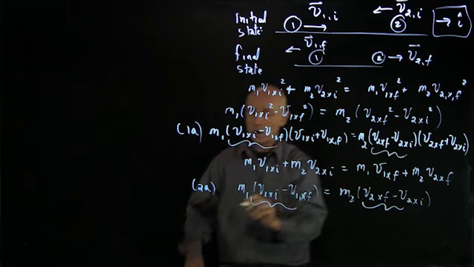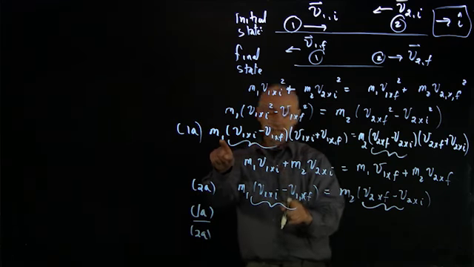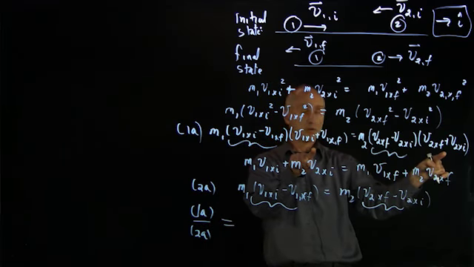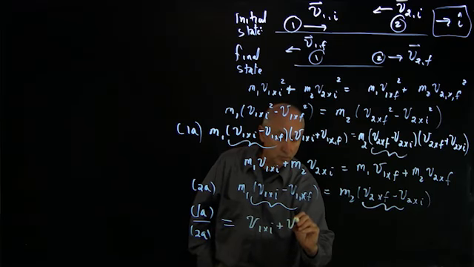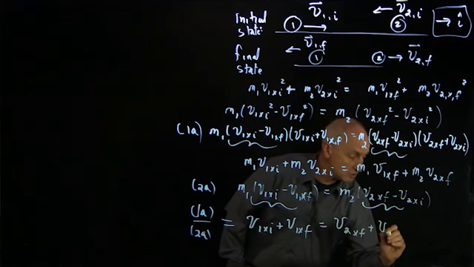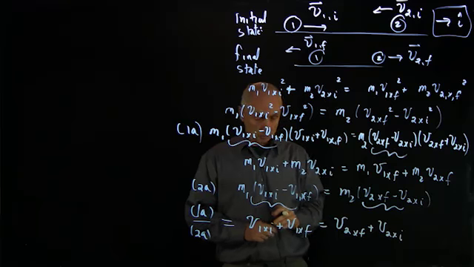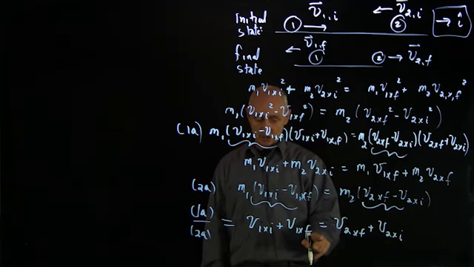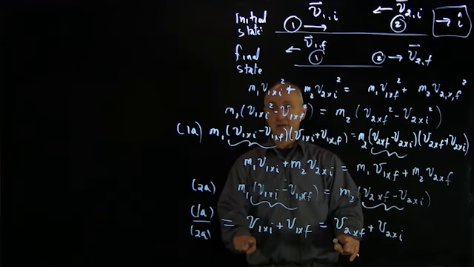So when I divide 1a by 2a, and I'll just symbolically represent that, then these two pieces cancel, and that leads to just this term equal to that term. And the significance, as you'll see when I write it out, is v1x initial plus v1x final equals v2x final plus v2x initial. I've eliminated the squared terms, linearized the system. Now, I still want to write this equation in another way. Another important point to notice is that this equation is independent of mass.